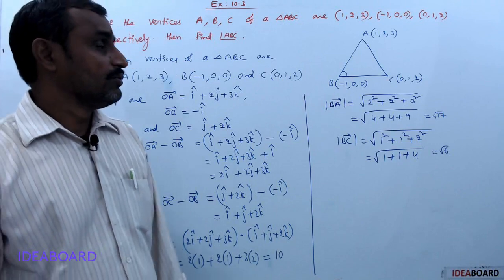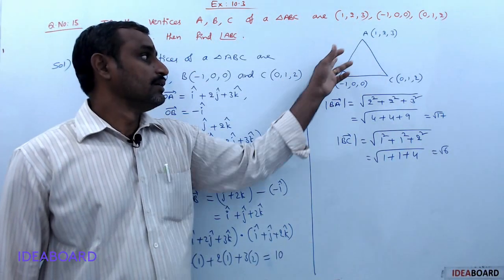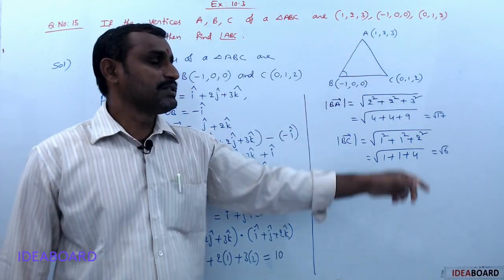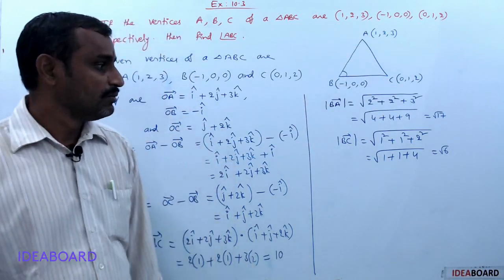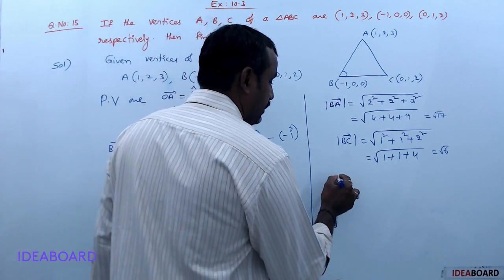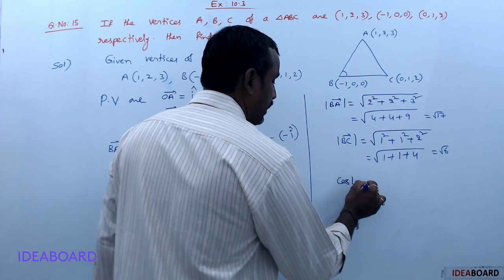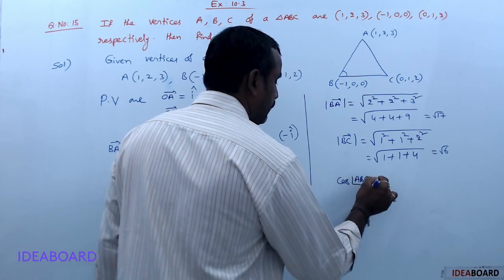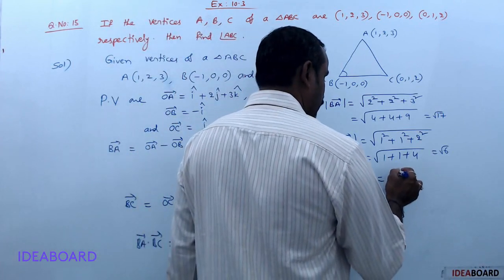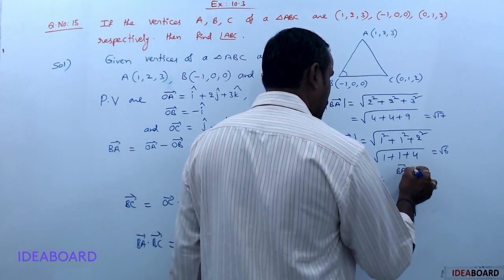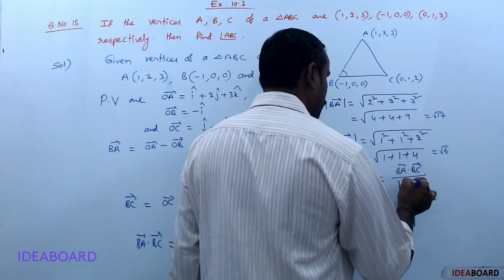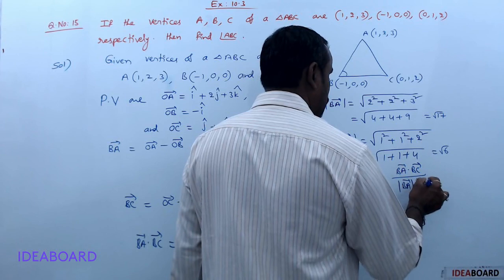So now we have to calculate the angle between BA bar and BC bar. Cos of angle ABC is equal to BA bar dot BC bar divided by magnitude of BA bar times magnitude of BC bar.